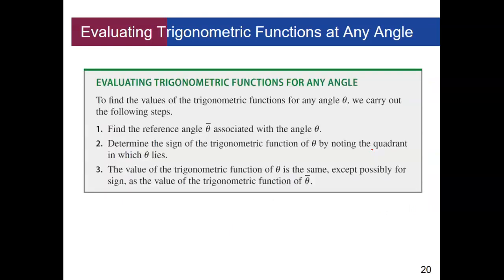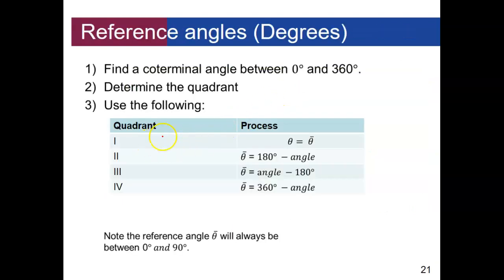So to summarize that, the first quadrant, your angle is your reference angle. The second quadrant, you're going to do 180 minus that angle. The third quadrant's the angle minus 180. And the fourth quadrant is 360 minus the angle. So just keep in mind your reference angle is always going to have to be between 0 and 90 degrees.